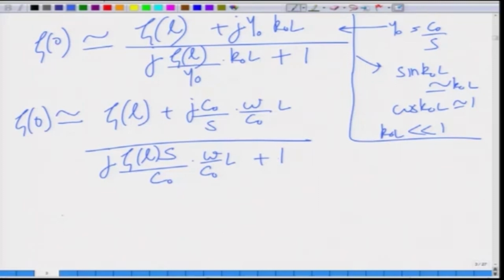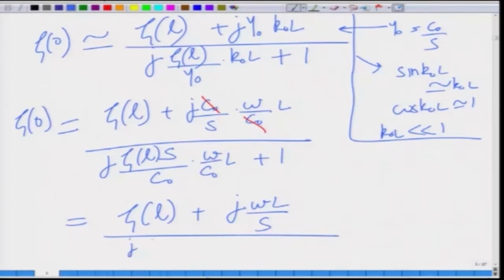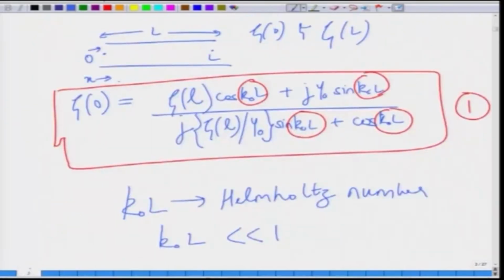So, basically what happens now is that this will become j omega L by S and j to zeta L. Remember, S into L is the volume of the cavity. So, let us say the cavity is like this with wave propagation along these directions. So, V is equal to S into L, that is what we are going to get.